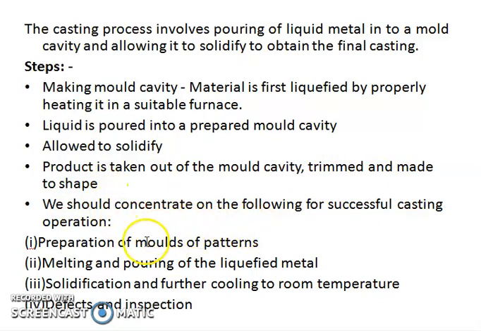The following are some casting operations, that is, preparation of molds and patterns. So first prepare the patterns. The pattern material may be wood, wax or metal. The required shape of the object can be produced by first using a pattern. Okay. Then melting and pouring of the liquefied metal. To prepare the molten metal we use furnaces. Then that molten metal is poured into the molds. After that, solidification takes place, means cooling starts below its melting temperature.